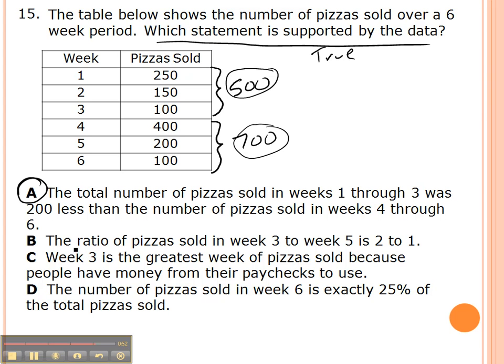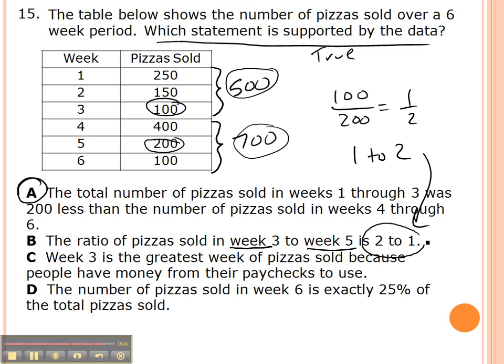I do want to talk about answer choice B though. The ratio of pizzas sold in week 3 to week 5. So ratio, when you're setting up a ratio, the order matters. They're giving us the order week 3 to week 5. So week 3 is 100 to week 5, which is 200. 100 to 200, or if we simplified that, 1 to 2. 1 to 2 is not the same as 2 to 1. Those are not equivalent, so that's why this answer choice is incorrect.